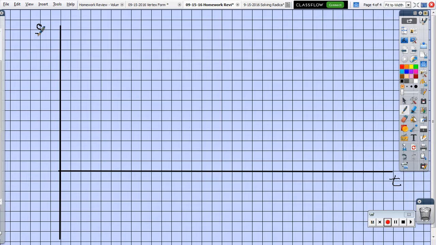This is an S, that's a T. And I feel like going with pink today. Yes! Okay.